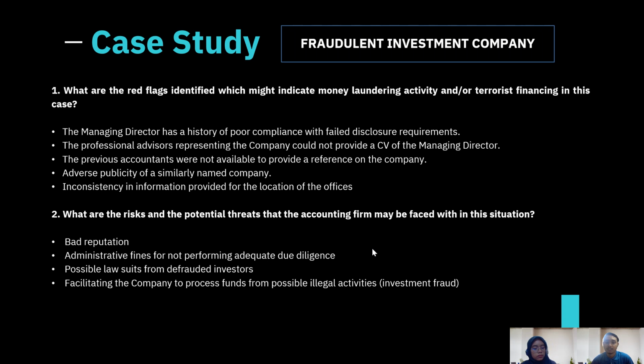So next question, what are the risks and the potential threats that the accounting firm may be faced with in this situation? Okay, so the first is bad reputation, administrative fines for not performing adequate due diligence, possible lawsuit from defrauded investor, visiting the company to process fund from possible illegal activities. Itu adalah risk and potential yang accounting firm tu boleh dapat lah kalau dia tak lakukan secara betul.